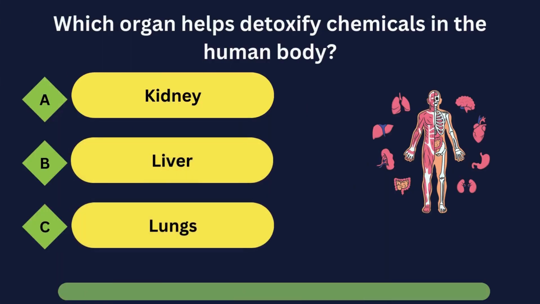Which organ helps detoxify chemicals in the human body? A. Kidney. B. Liver. C. Lungs.